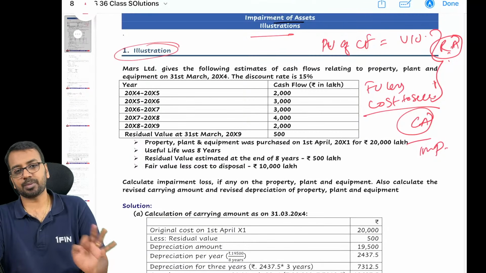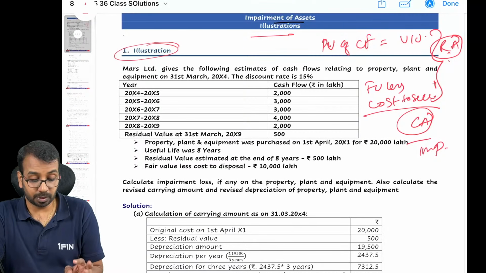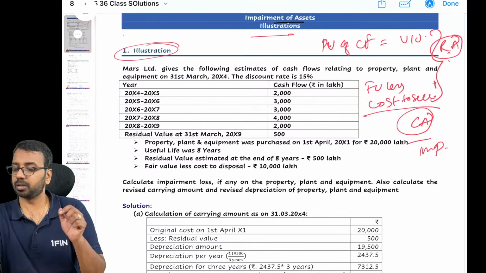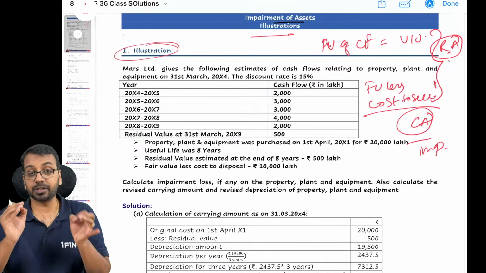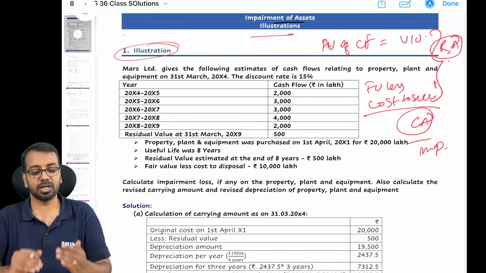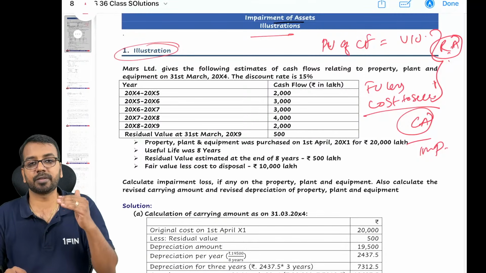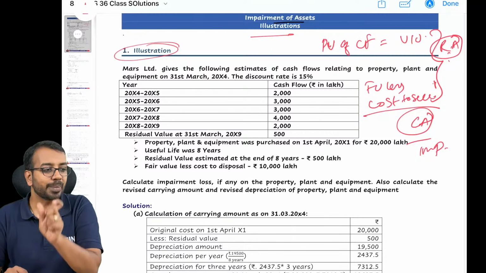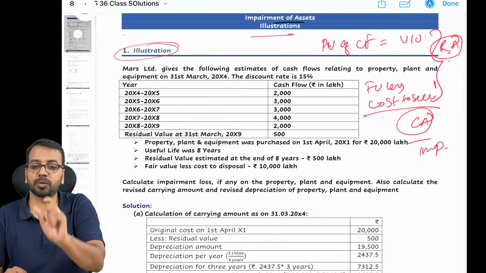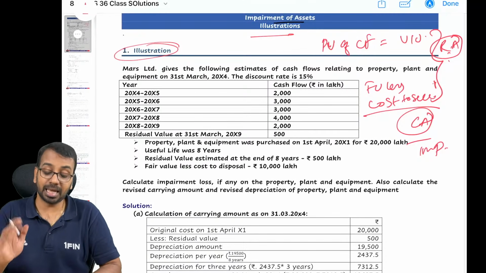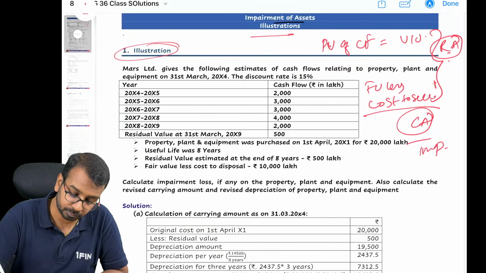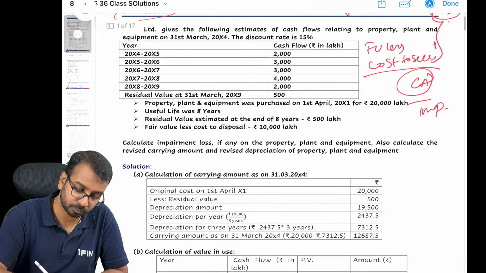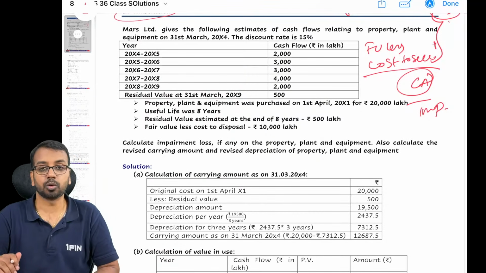Now there are three types of questions that you will encounter. Number one is your calculation of impairment. Number two is reversal of impairment, and in reversal of impairment one specific calculation is the maximum amount of reversal. How much should be the maximum amount of reversal? That is where a lot of students make mistakes. And then we have one related to goodwill.